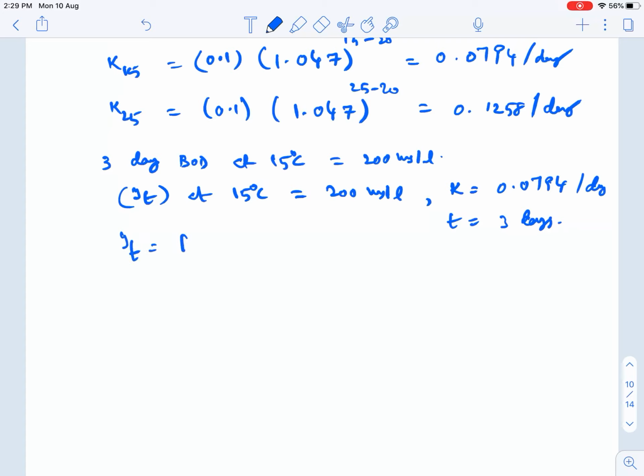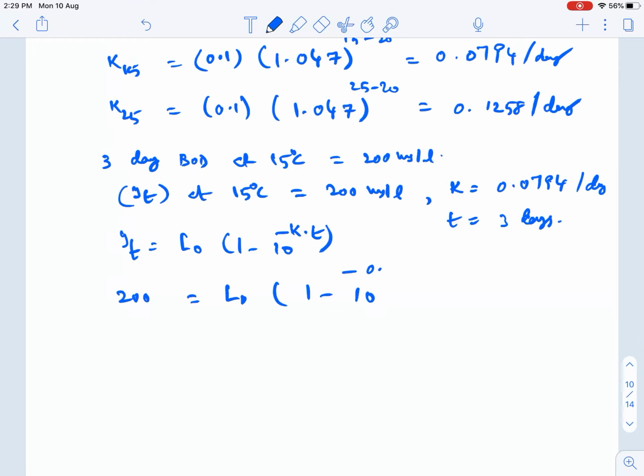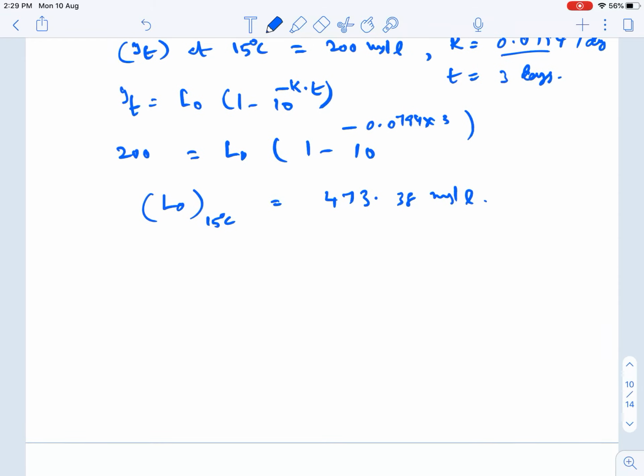So BOD exerted is equal to L naught into 1 minus 10 to the power of minus K into T. So 200 milligrams per liter is equal to L naught into 1 minus 10 to the power of, you have to please concentrate, you have to use this deoxygenation constant at the temperature, 0.0794 into the time is 3 days. So you can calculate the ultimate BOD at 15 degrees centigrade is equal to 473.38 milligrams per liter.